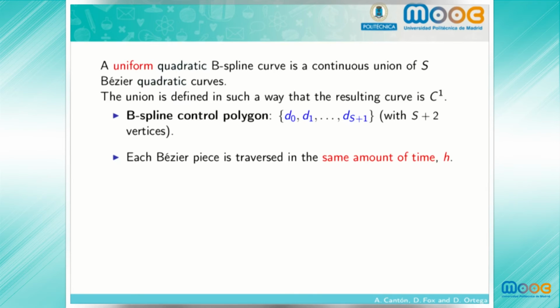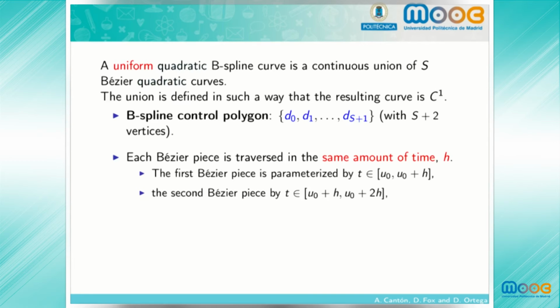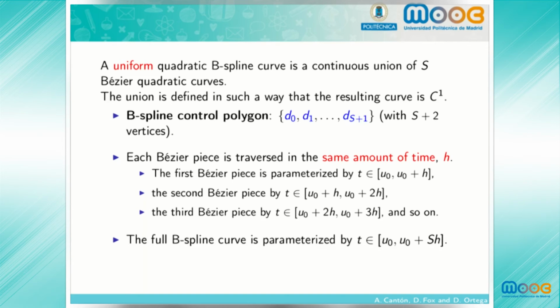The B-spline is called uniform because each Bezier piece is traversed in the same amount of time h. So the first Bezier piece is parameterized by t between u0 and u0 plus h. The second Bezier piece is parameterized by t between u0 plus h and u0 plus 2h, and so on. So the full B-spline curve is parameterized by t between u0 and u0 plus S times h.